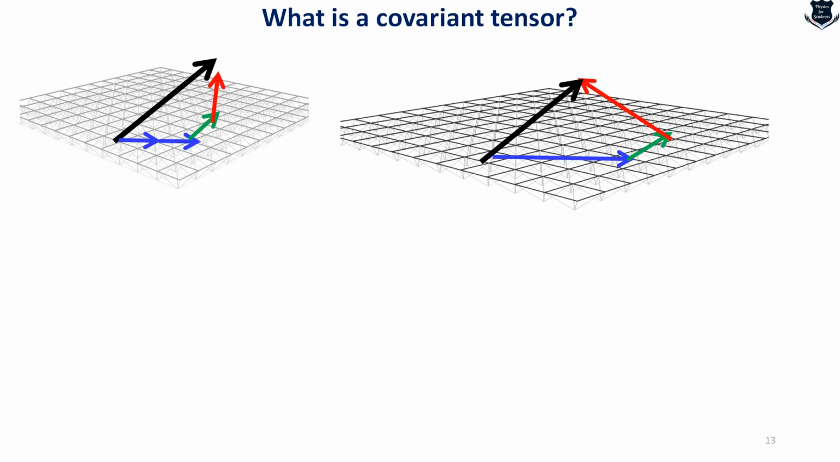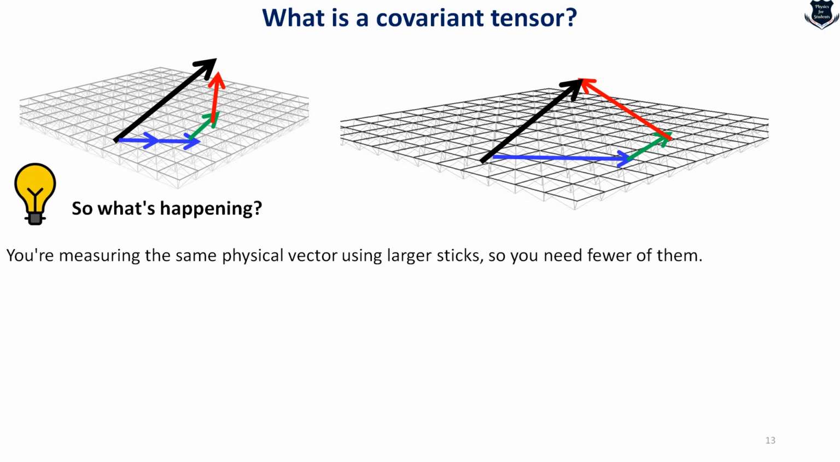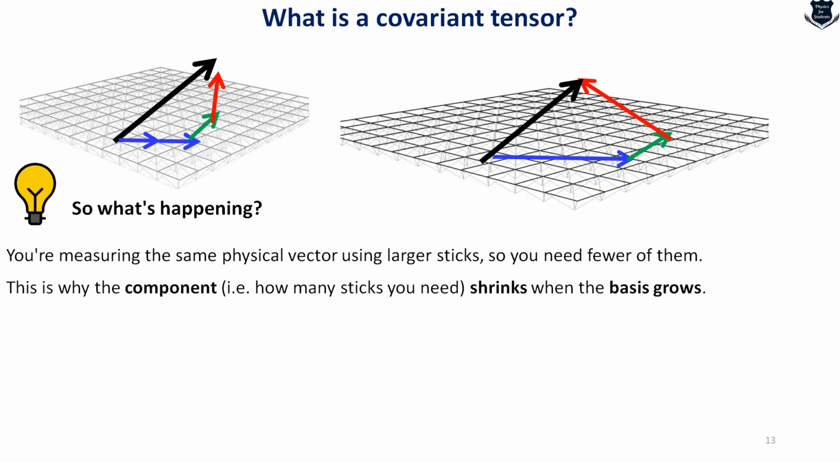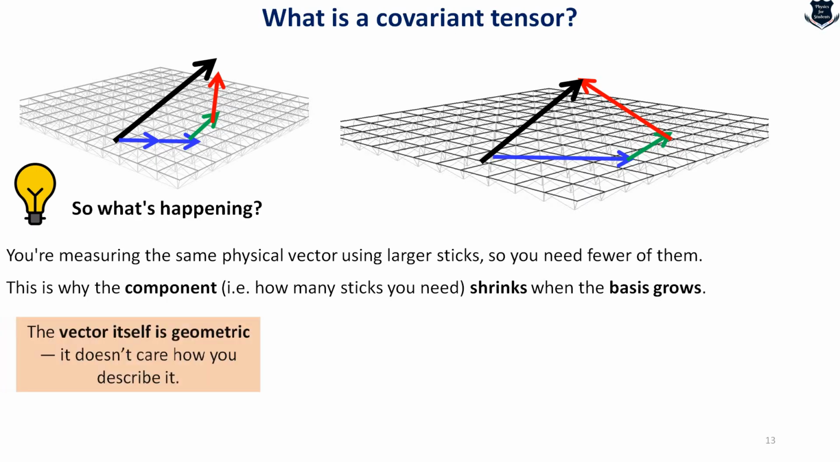So an inference can be drawn from this kind of illustration: you are measuring the physical quantity in fewer numbers. That means what was more has now become less. So that is why the component, that means how many sticks you need, shrinks when the basis grows, and this is why it is called contra, that means opposite.